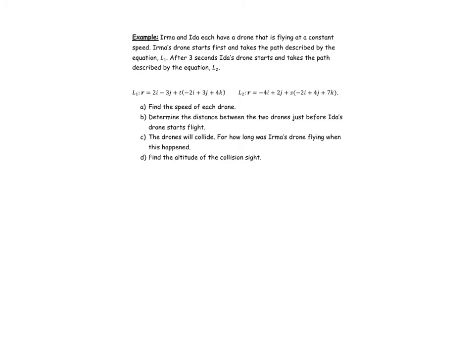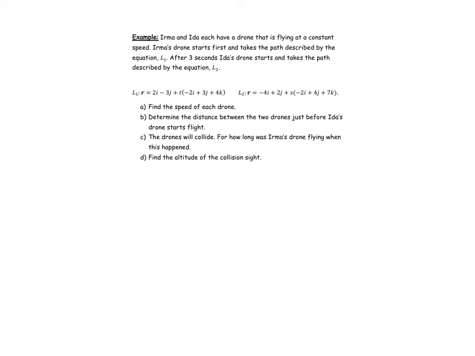All right, example 2. Irma and Ida each have a drone that is flying at a constant speed. Irma's drone starts first and takes the path described in L1. After 3 seconds, Ida's drone starts and takes the path described by the equation L2. So we're going to refer to t as the time since Irma's drone has taken off, and s as the time since Ida's drone has taken off.